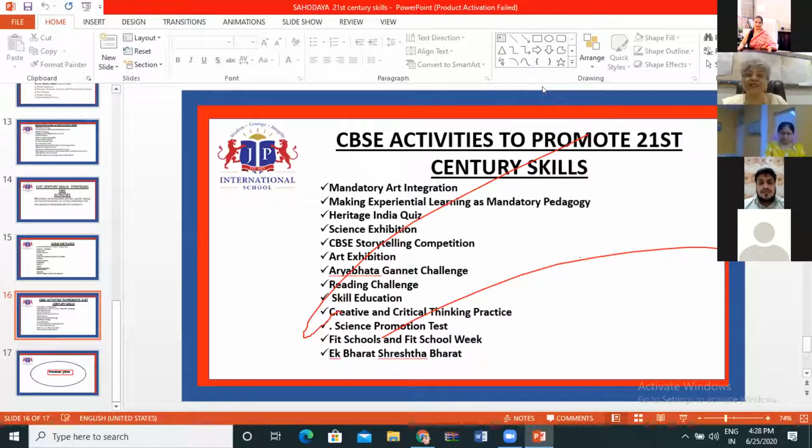They are doing the Heritage India Quiz. CBSE is organizing science exhibitions and art exhibitions. They are giving exposure through the Aryabhatta Ganit challenges. They are inculcating reading challenges. They are giving students a chance to participate in science promotion tests. The Fit India movement has come in the past 2 years, and I think Khelo India has been organized. If you ask me, CBSE is giving us everything on a platter, right? It is we who have to eat it, and how we eat it is our choice.